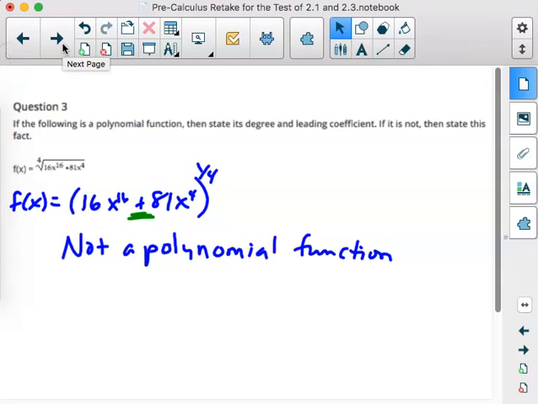Now, if some of you were thinking, but I can take the fourth root of 16x to the 16th. I can take the fourth root of 81x to the 4th. What you forgot was those are added together. So that means if you're going to take the fourth root, you have to take the fourth root of all of it at one time.